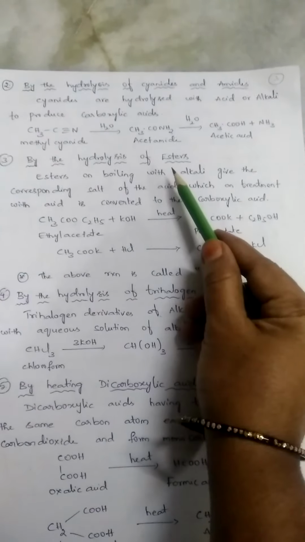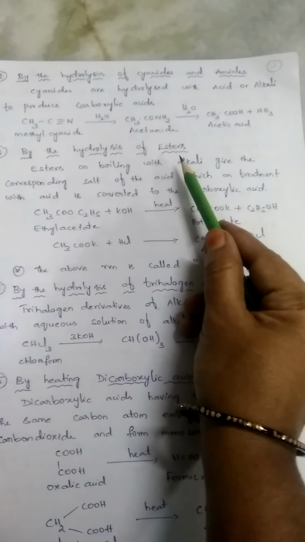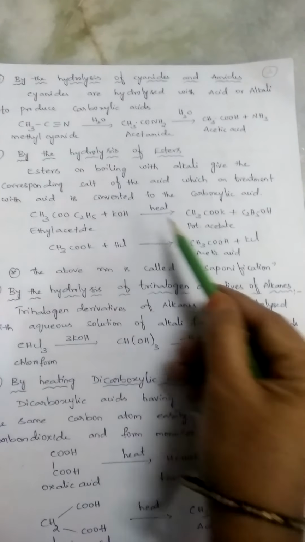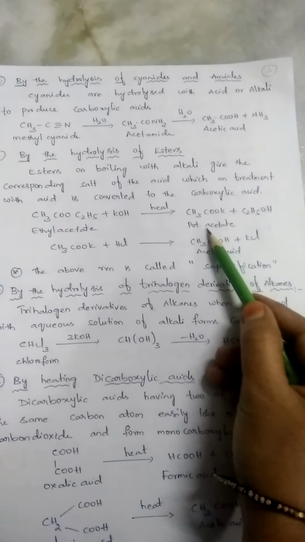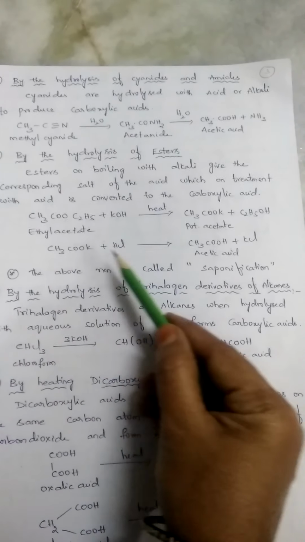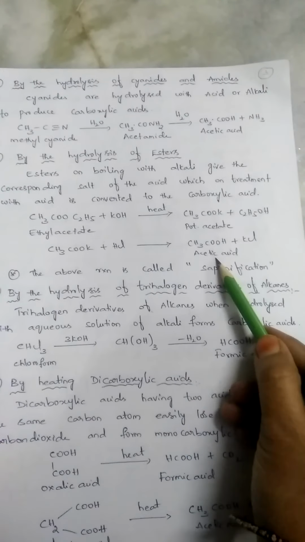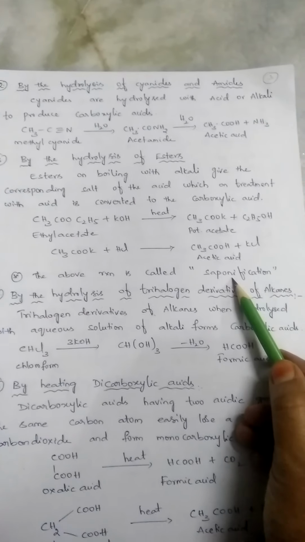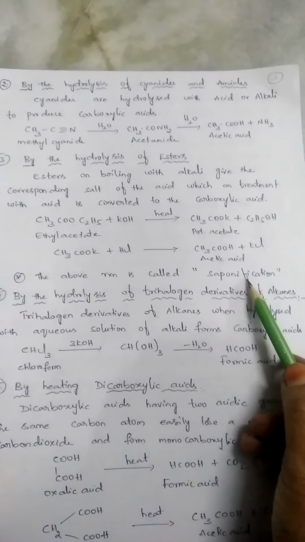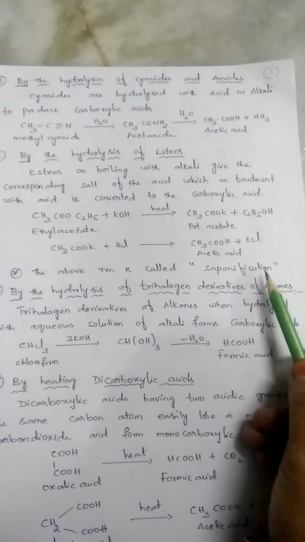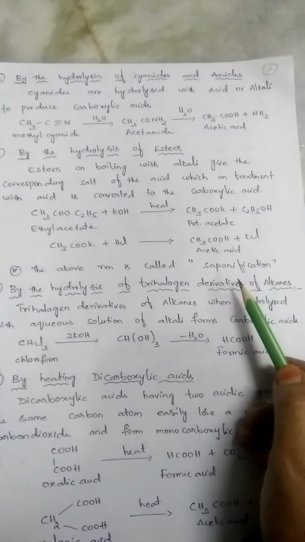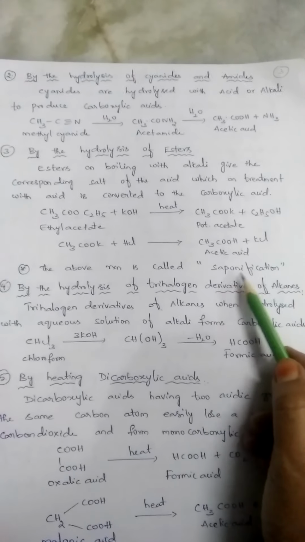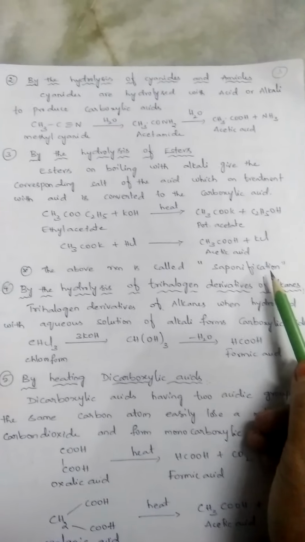By the hydrolysis of esters, which is a very famous reaction. So esters in the presence of alkali form salts of acetates, and the salt of acetate in the presence of acid forms acetic acid. This famous reaction is called saponification, meaning for the preparation of soaps. Actually, salts of long chain fatty acids are called soaps. So that's why the name is saponification.